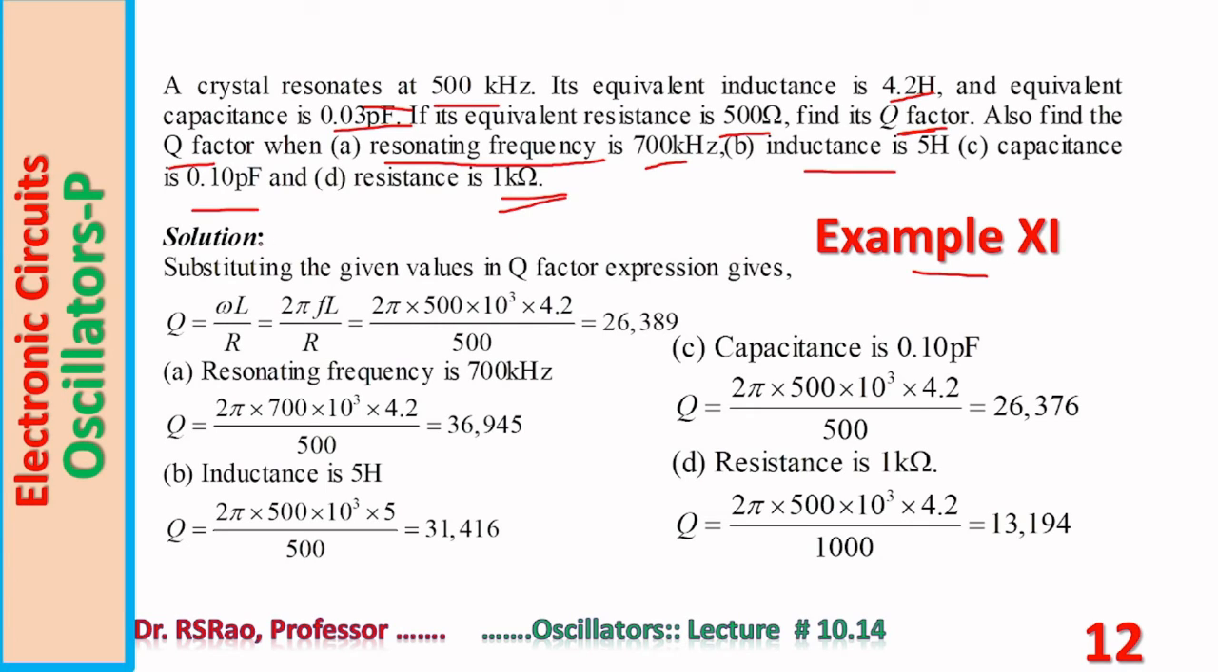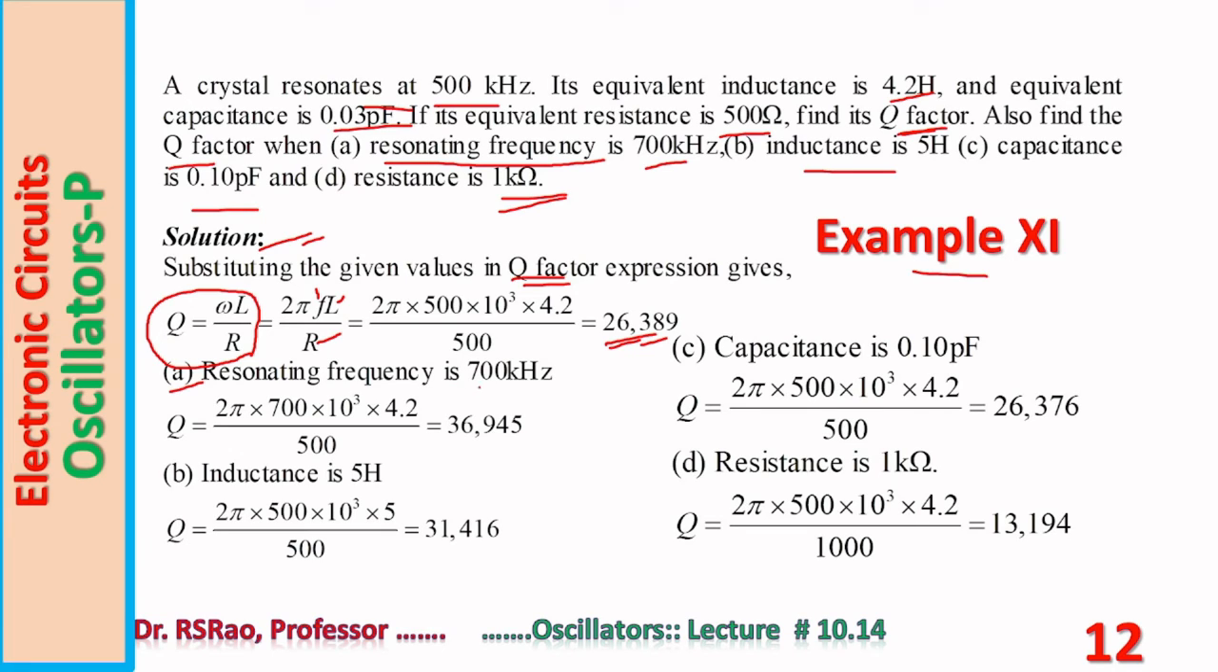Now, solution. Substituting the given value, the Q factor can be found from the expression Q equal to omega L by R. Omega is 2 pi F. When F is available, L is available, R values are available, then Q can be determined. For the present case, it turns out to be 26,389. Now, we consider one after another A, B, C, D.